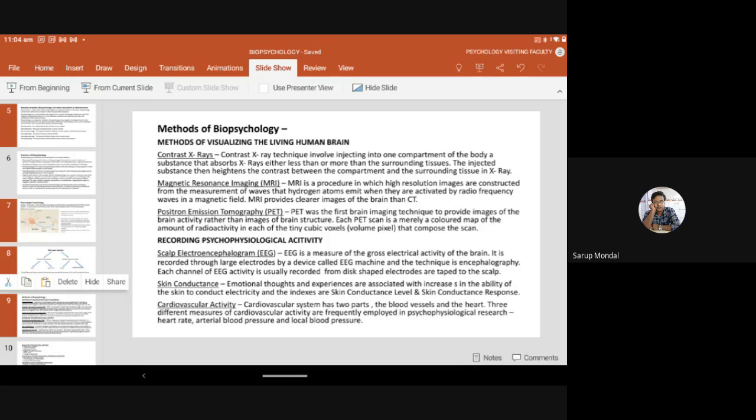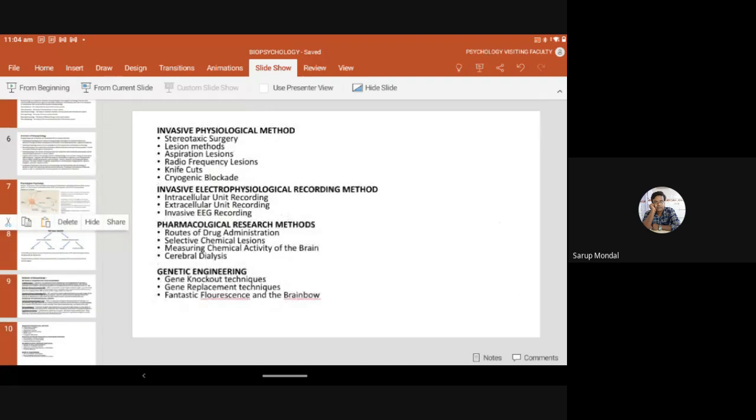Sorry. Okay. So what are the methods of visualizing the living human brain? Then recording psychophysiological activity, and how to record, that means by methods like EEG, skin conductance, and cardiovascular activity. Then there are some other methods like invasive physiological methods, invasive electrophysiological recording methods, and pharmacological research methods, that means introducing some drugs or chemicals. Then genetic engineering, that means through gene knockout techniques, and there are some other gene replacement techniques. So these are the main methods of biopsychology.